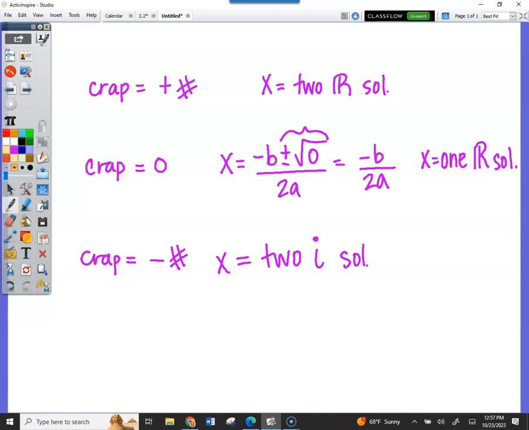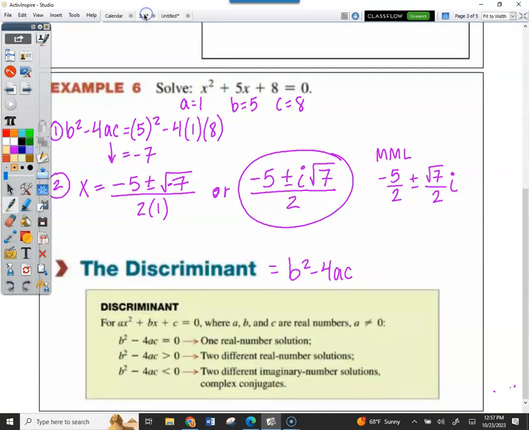Does that make sense? That's what this table is describing to you at the bottom of this slide. They did write it in a different order. I like to put 0 in the middle because obviously negative, 0, positive. But if you look at the bottom of the slide, they're saying if it's 0, if it's positive, if it's negative. Okay?